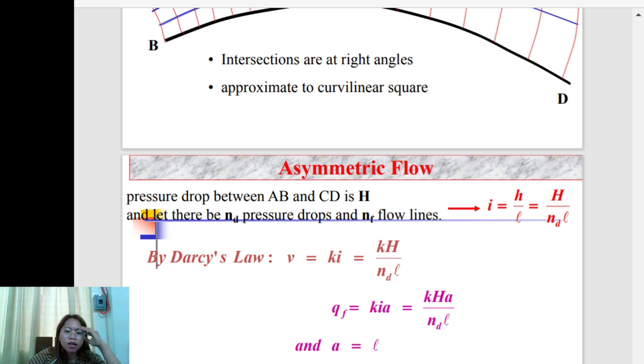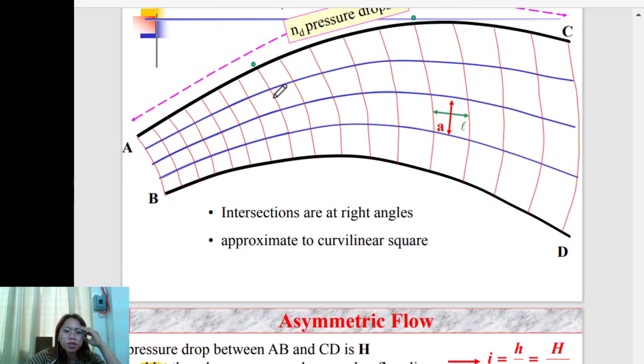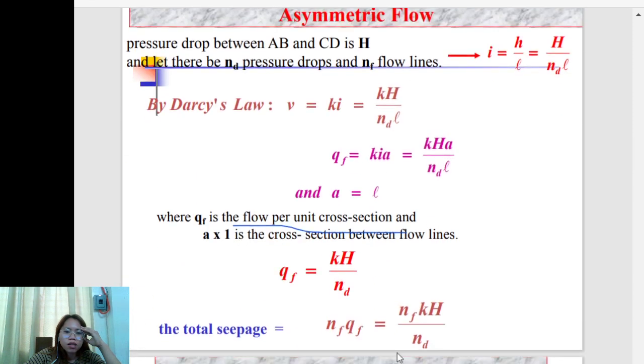So that Q sub F, this is the flow per unit cross-sectional area. This is the flow per unit. No? So this is the formula. Flow per unit cross-section.